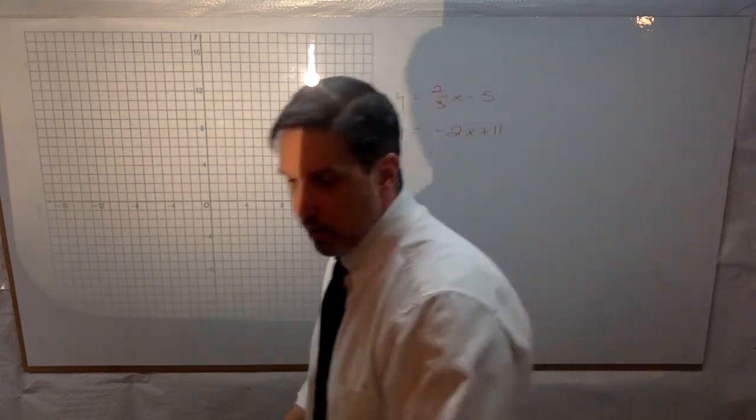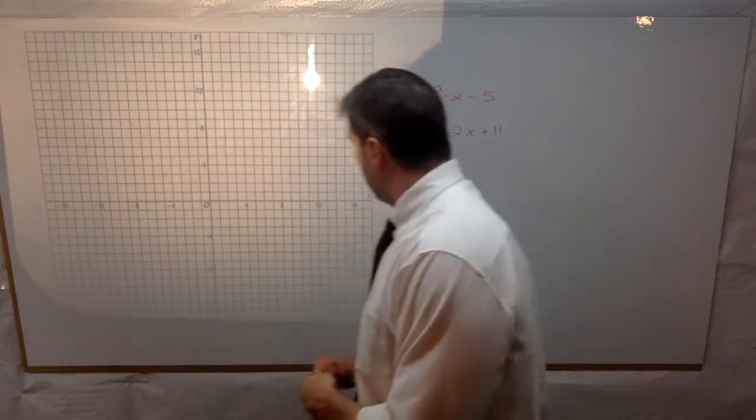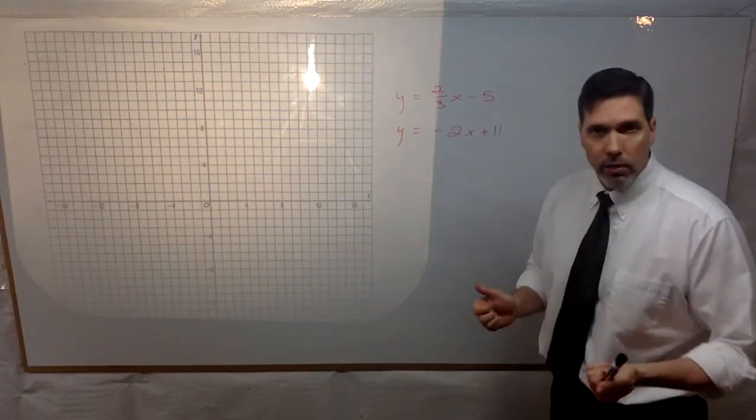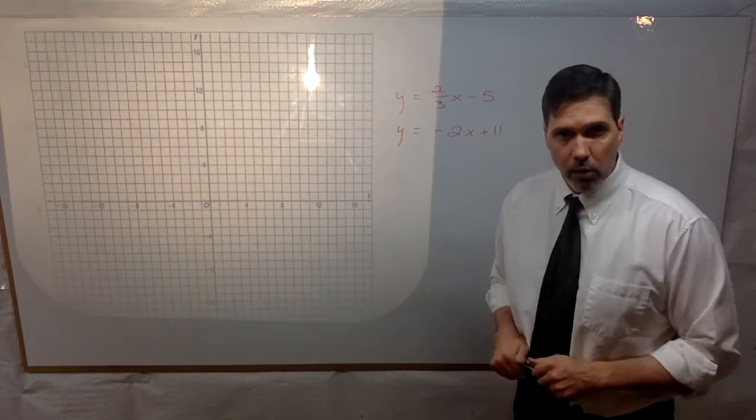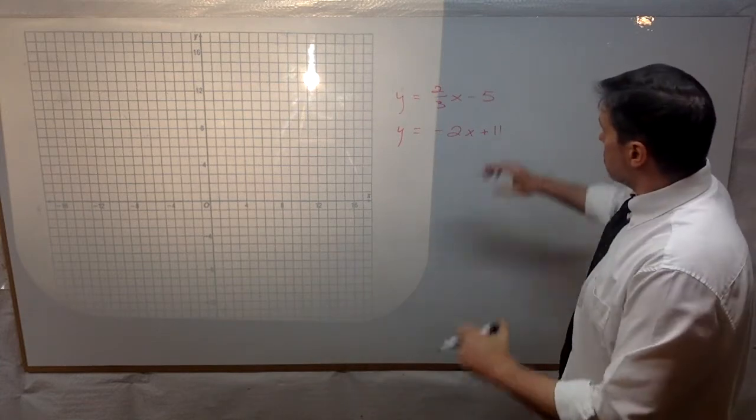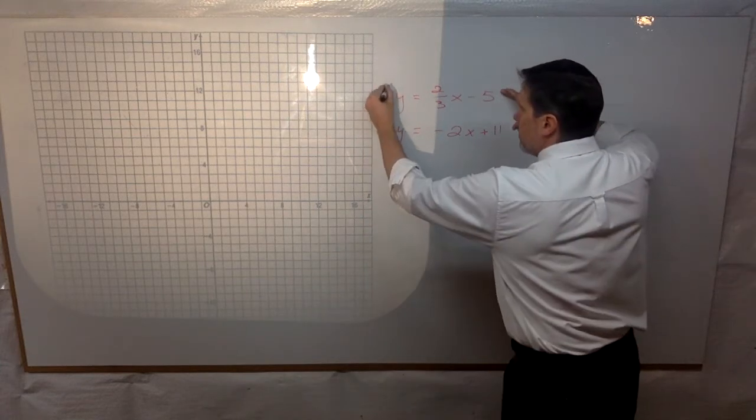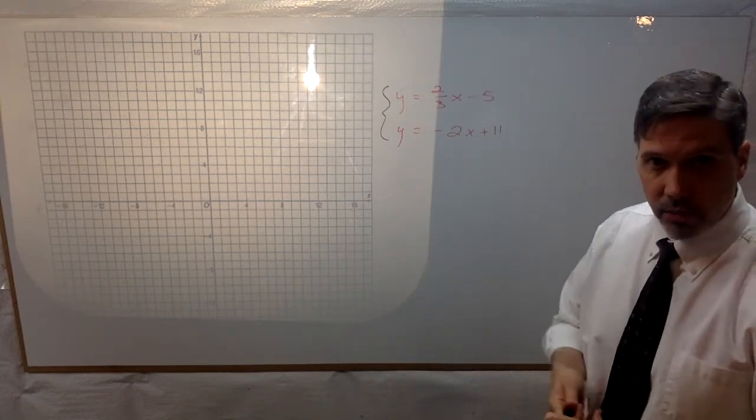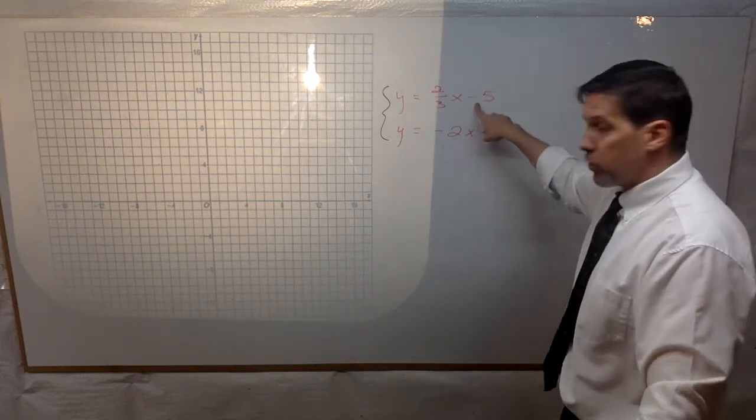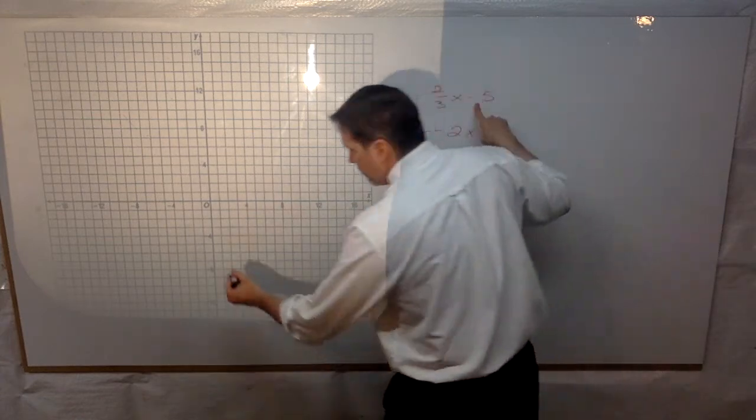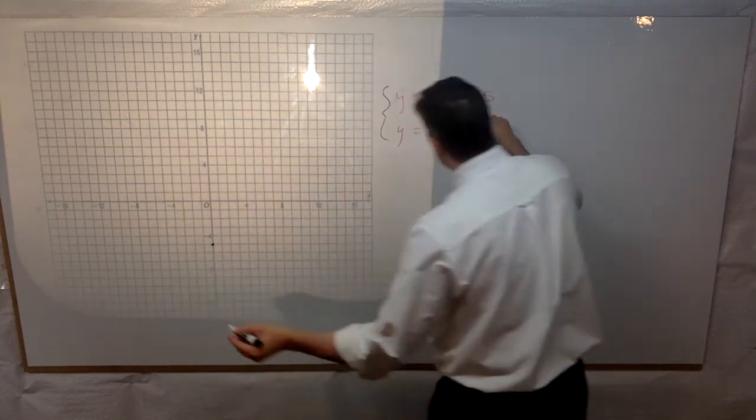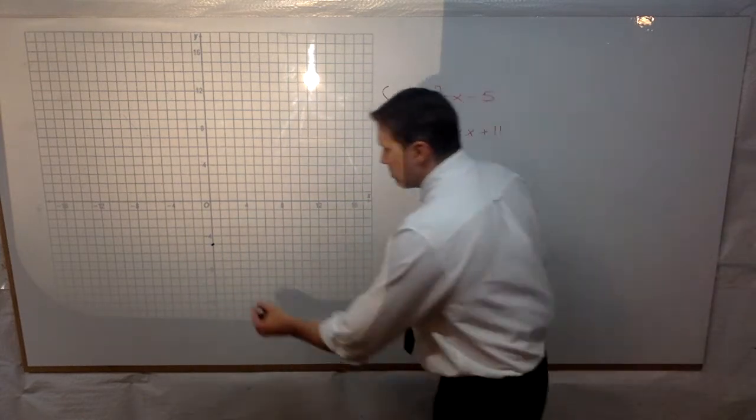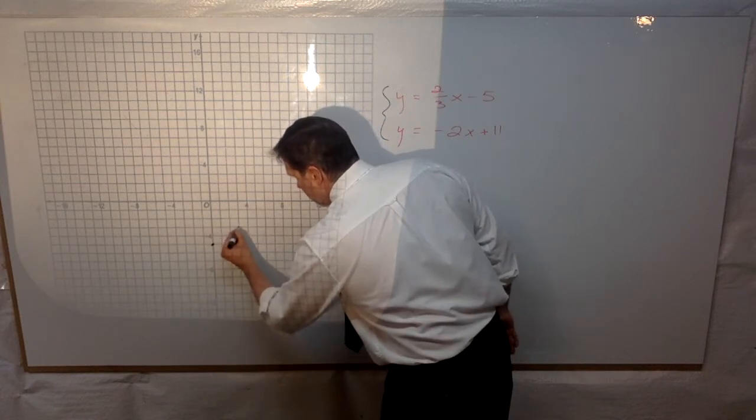So for lack of a better method, we're just going to literally graph these two lines out and see where they cross. If you notice, this is kind of friendly. They're both in slope-intercept form, so they should both be very easy and ready to graph. First one has a y-intercept of negative 5. So we plot that, and count out a slope of 2/3, which means from there, up 2, right 3.